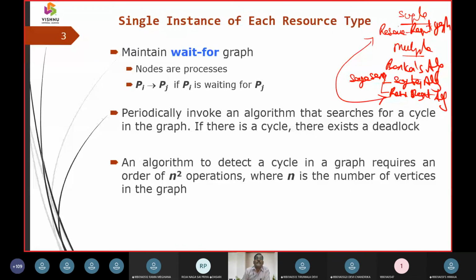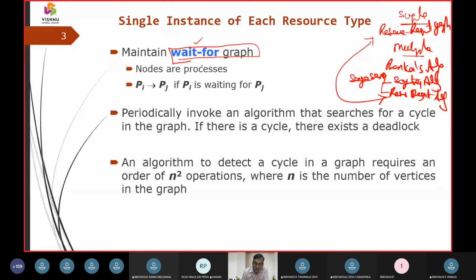For a single instance algorithm, it is going to be drawn using a graph, and that graph we are going to call the wait-for graph. Now we are changing the terminology. So how is this single instance graph drawn? That is one more scenario here. The single instance graph is going to be drawn using the wait-for graph.